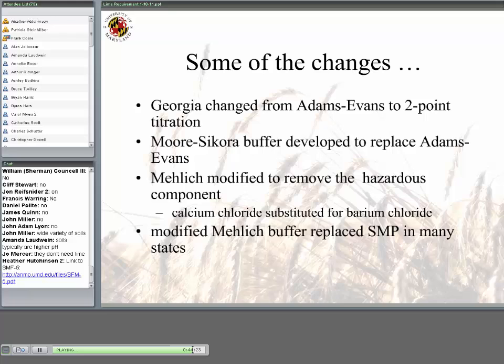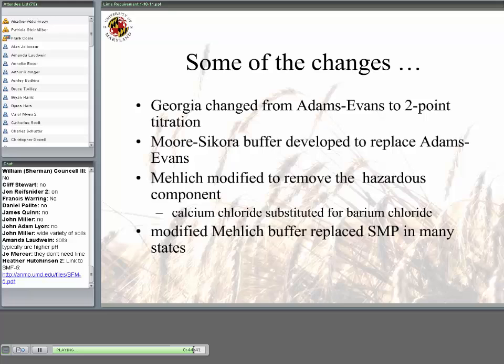The Moore and Sikora buffer has been developed. Sikora runs a soil test lab in Kentucky. They've been using Adams-Evans, so he went ahead and did a very elaborate study to come up with some different buffers, and now it's named for him and the person who did the work with him, Moore.